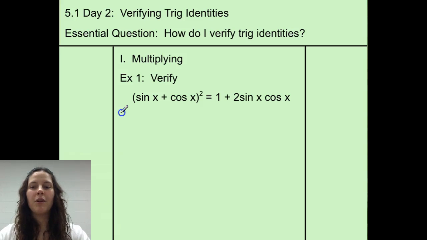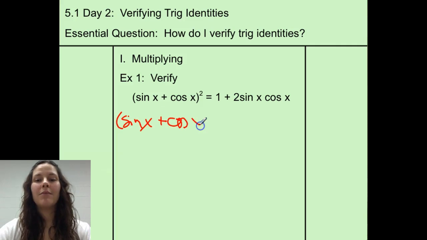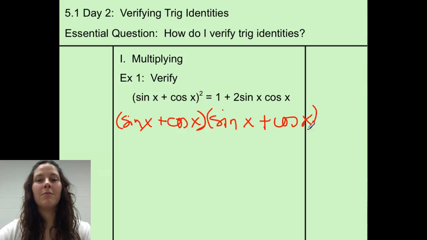a simpler form. So when we look at this, both sides seem kind of complex, but that left-hand side has a quantity squared. So I'm going to start by writing out sine of x plus cosine of x times itself, because that's what it means to square something. And then I'm going to FOIL. We're going to try and get this simplified to what the left-hand side equals.